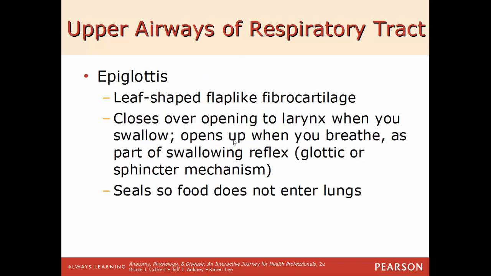See, the glottis is covered with a leaf-shaped, flap-like piece of fiber cartilage called the epiglottis. This closes over the opening to the larynx whenever we swallow, and will open up as we breathe, as part of the swallowing reflex, also called the glottic mechanism. Whenever you swallow, your tongue will push down the epiglottis so food doesn't get into the trachea and then go into your lungs. So whenever you eat too quickly or eat too much, or perhaps both, if the epiglottis doesn't close in time, you'll get food going down the wrong way.